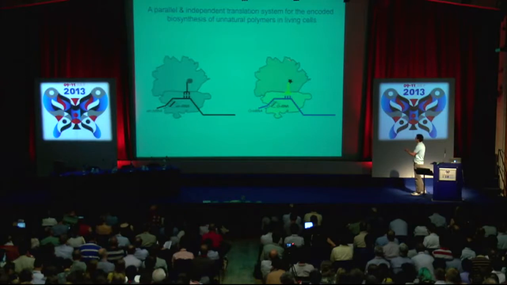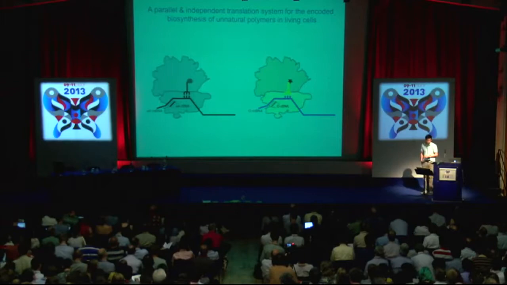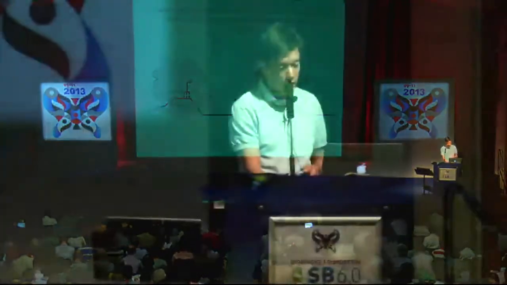So from this thought experiment, we got the idea that if we were able to make a new parallel independent ribosome in the cell, that ribosome would be evolvable. And one of the things we might be able to evolve it to do would be to read the genetic code in new and different ways. And so we thought this would be an interesting thing to work on.